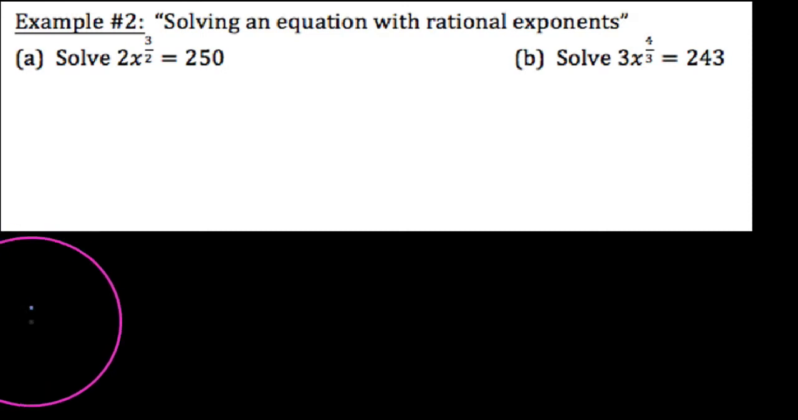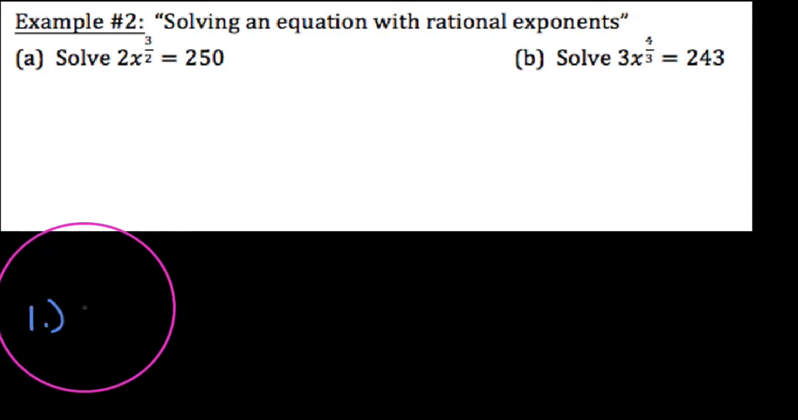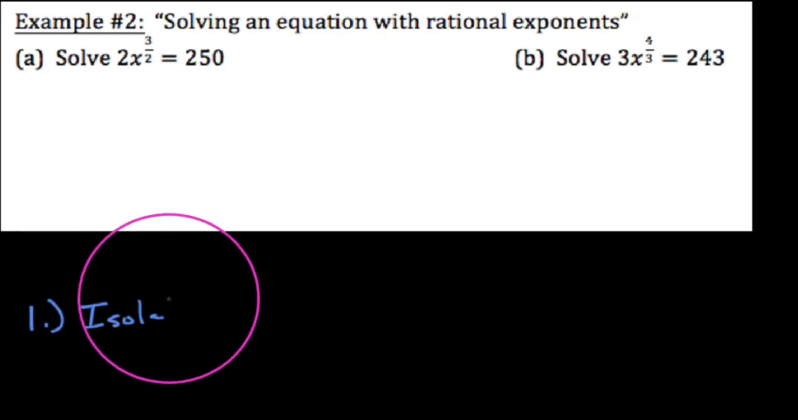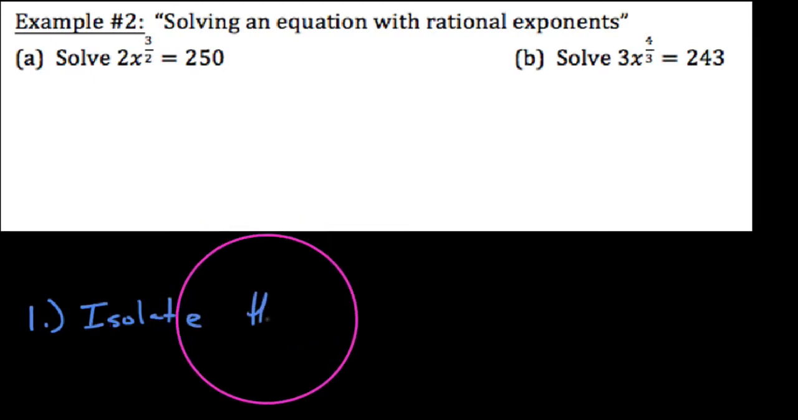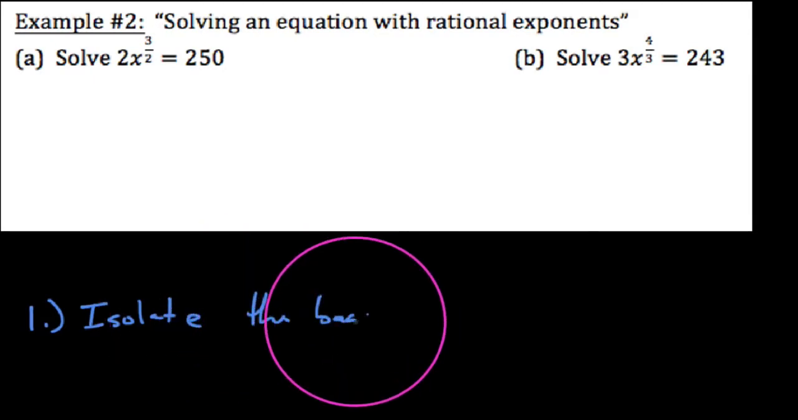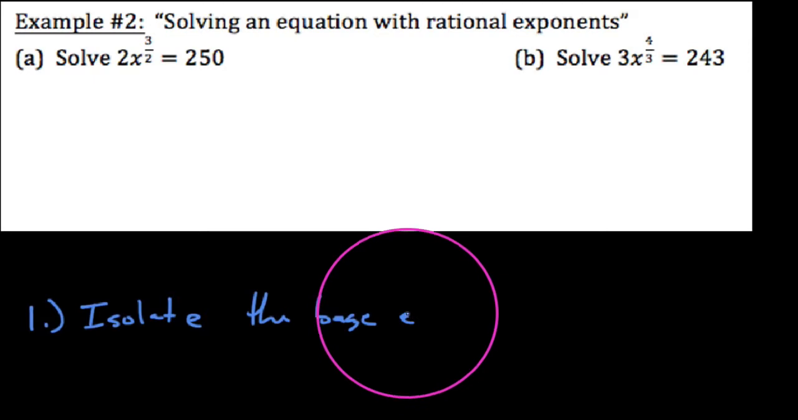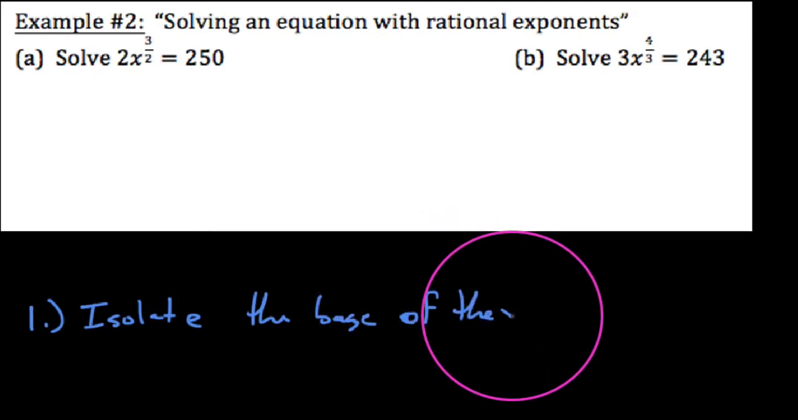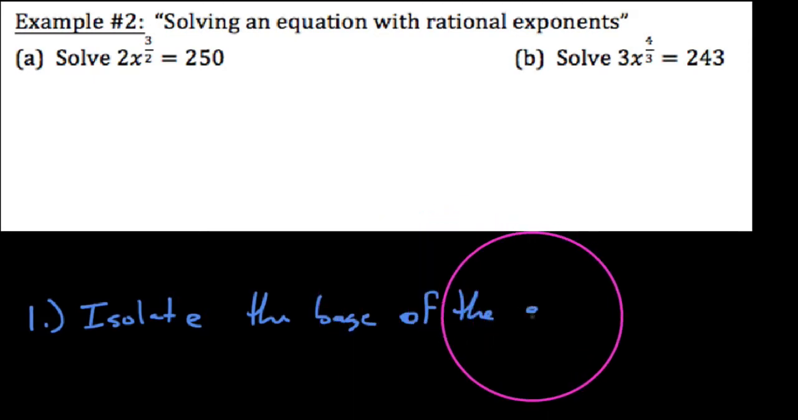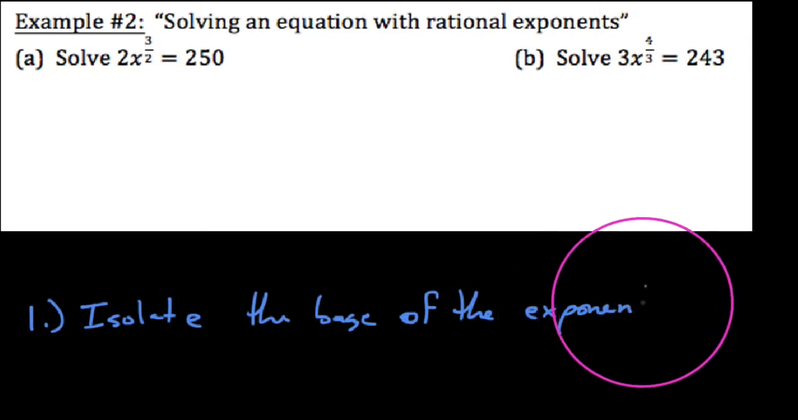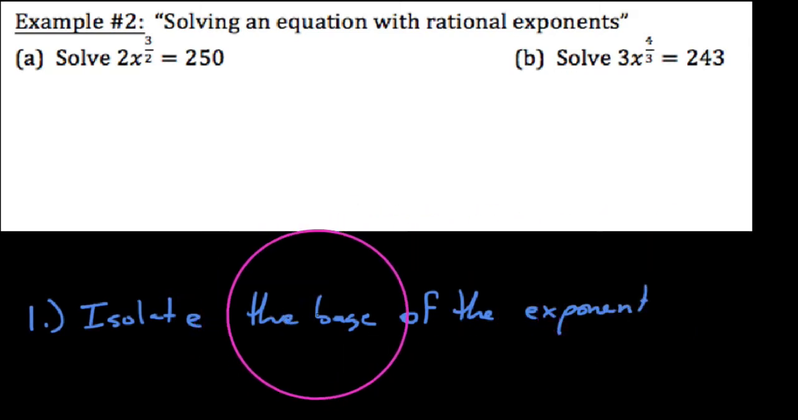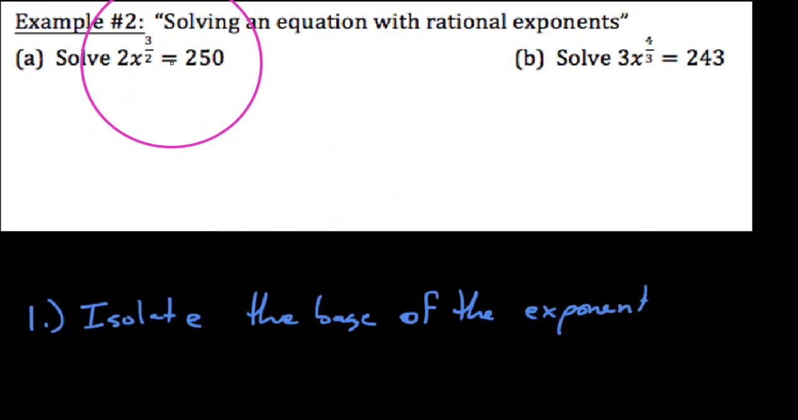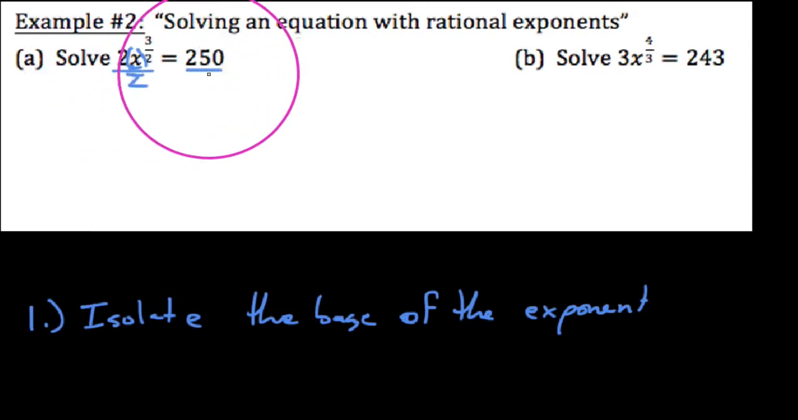In the last video, step 1 was to isolate the root. What we're going to do now is step 1: isolate the base of the exponent. What I mean is this: we have 2x to the 3/2 power equals 250. If I'm looking for x and x is inside this rational exponent expression, then I need to start by getting everything else out of the way, like dividing by 2.